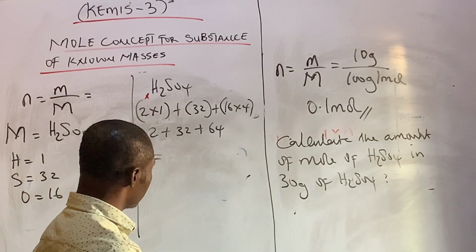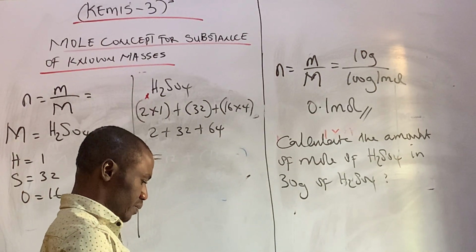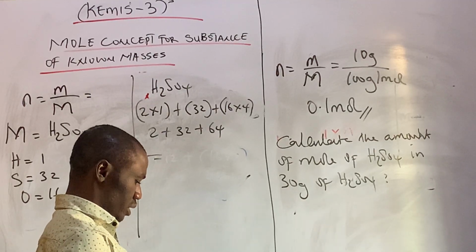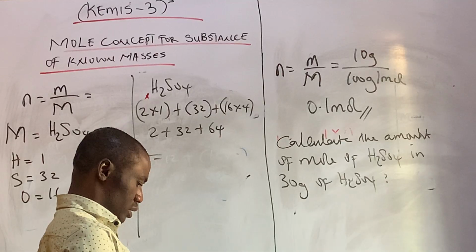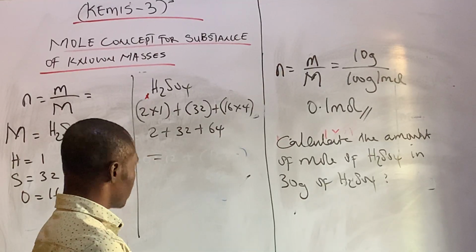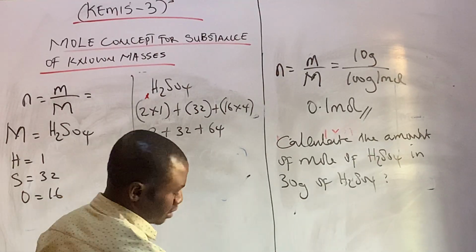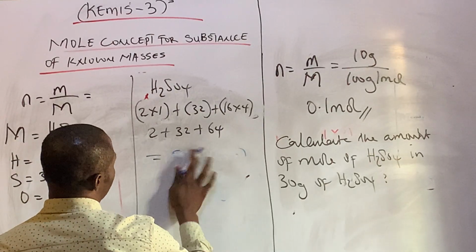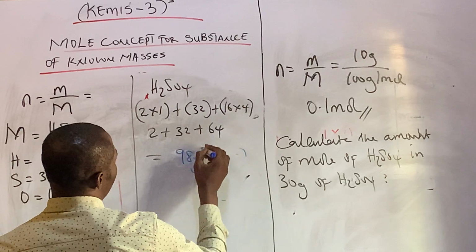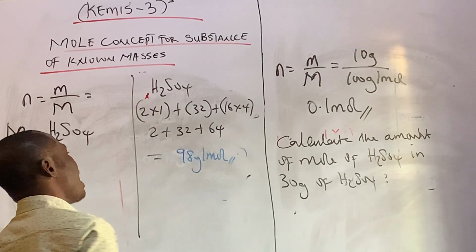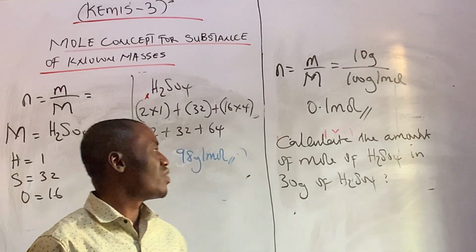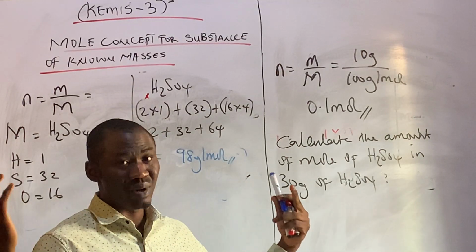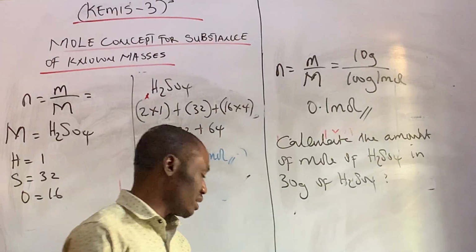All right, so let's do it. So we will have 64 plus 32 plus 2, 98. So you should be having 98 gram per mole. Now as a chemistry student, you should have the molar mass of H2SO4 at the back of your mind. It's 98 gram per mole. It's usually and always 98 gram per mole.